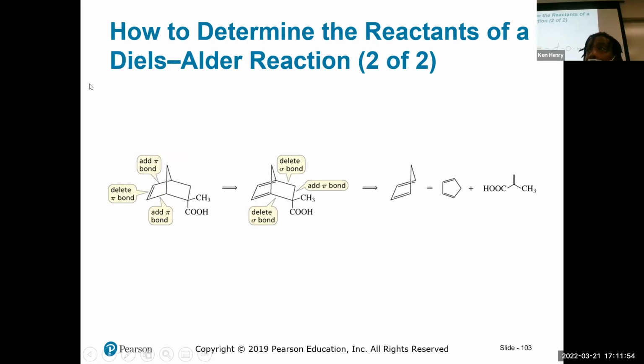Here, in the case of our bridge, we're going to add a pi bond. So we'll get this, and then we know that this bond is going to be deleted. So then we know that we're going to have a ring structure. Here we just show what the ring structure is. We drop the bridge, and then this here would be the other product. So we can work back to determine the reactants of a reaction.